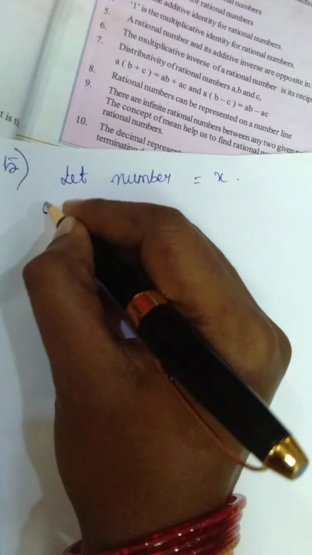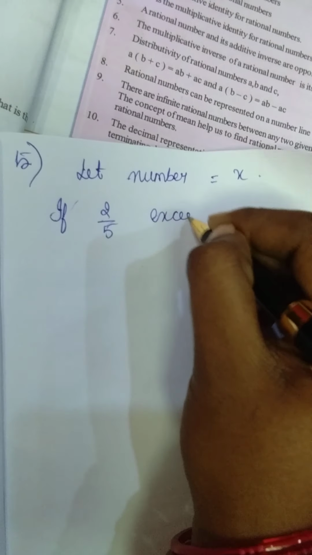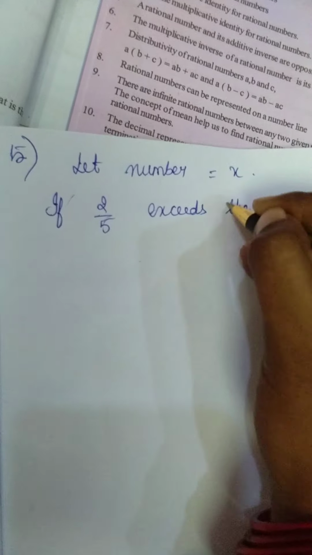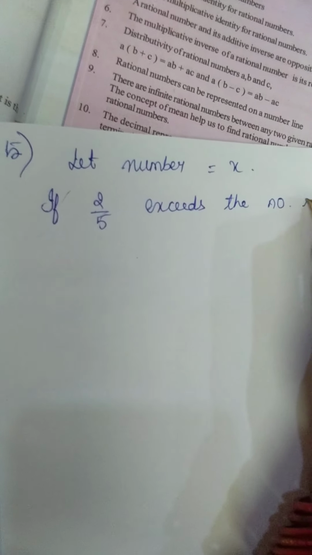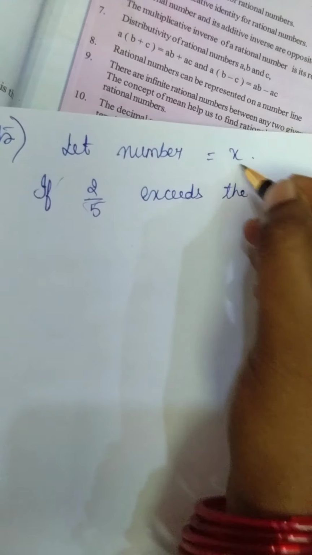Okay, if 2 by 5 exceeds the number, the number is equal to 2x by 5. Okay, if that 2 by 5 exceeds the number, in the sense you have to write the 2x by 5 here. Clear? Next, and one more number is also there, that is 1 by 7.